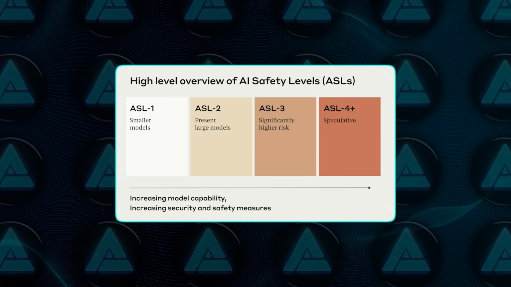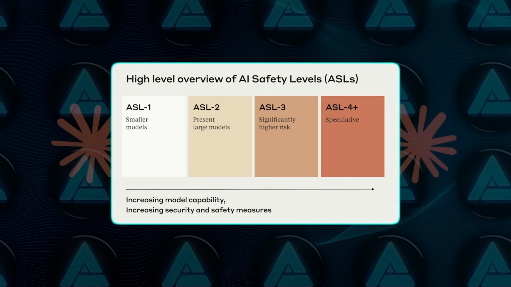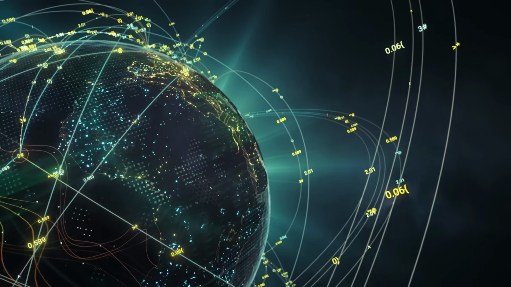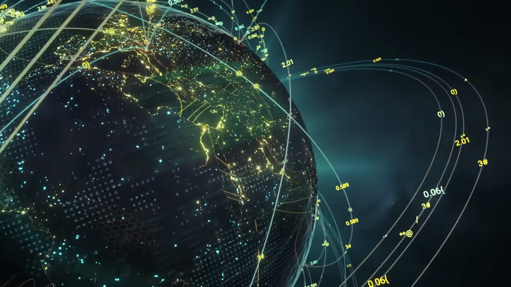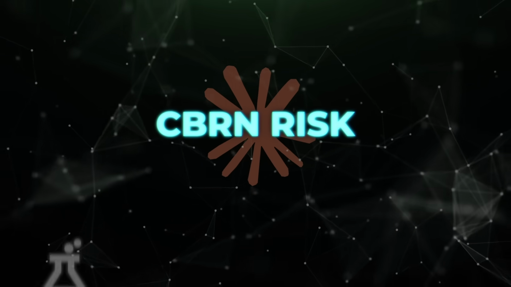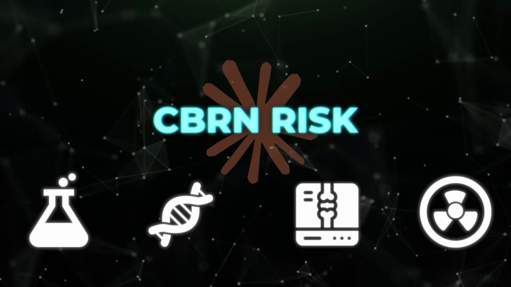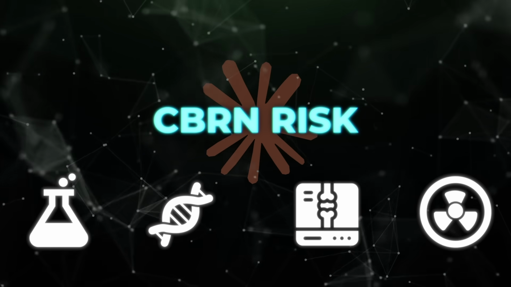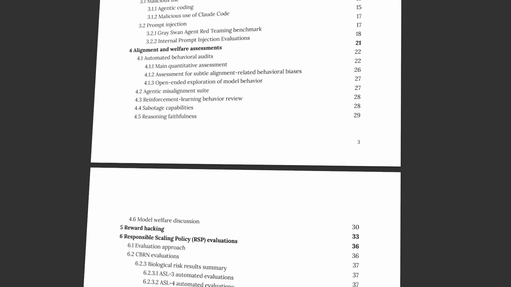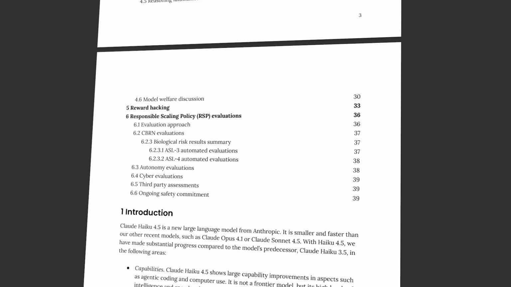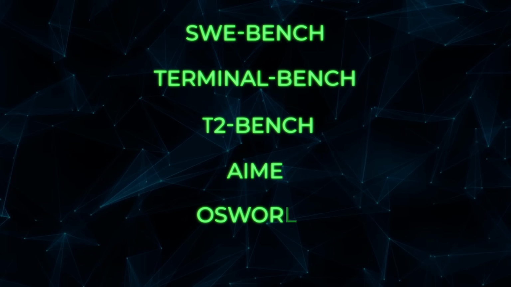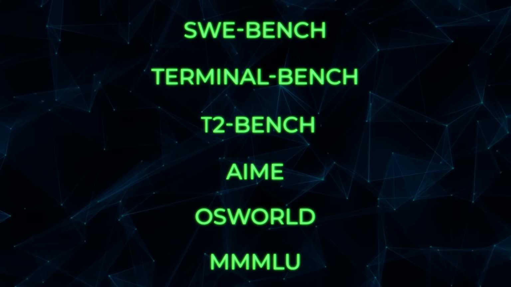It earned an AI safety level 2 certification, less restrictive than the level 3 assigned to their top frontier models, meaning they're confident enough to release it broadly. They even stress tested it for CBRN risk, chemical, biological, radiological, nuclear, and flagged only limited hazards. All the nerdy details are in its system card, including every dataset and prompt variant used across benchmarks like SWE Bench, Terminal Bench, Tau 2 Bench, AIME, OS World, and MMMLU.